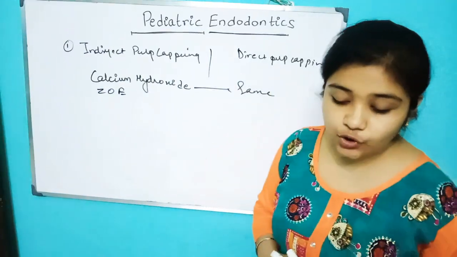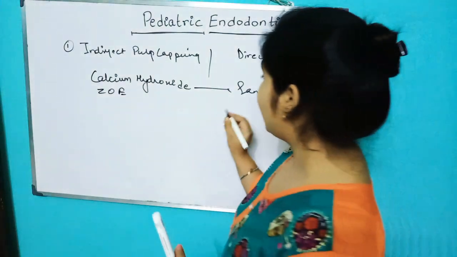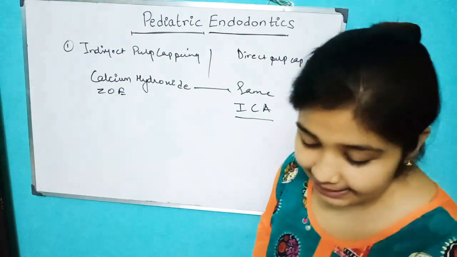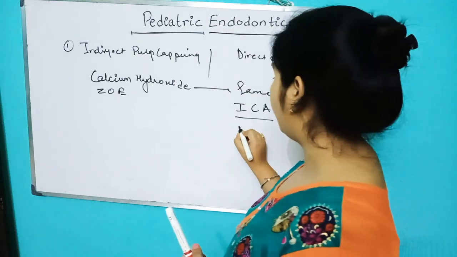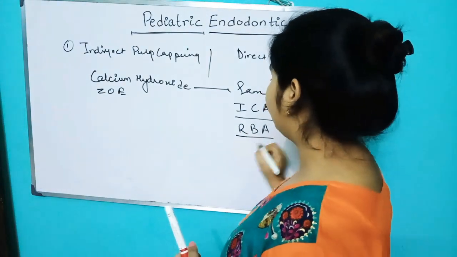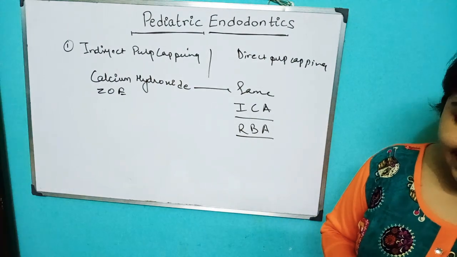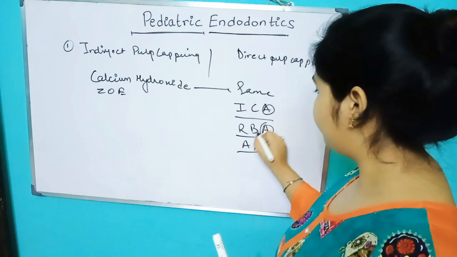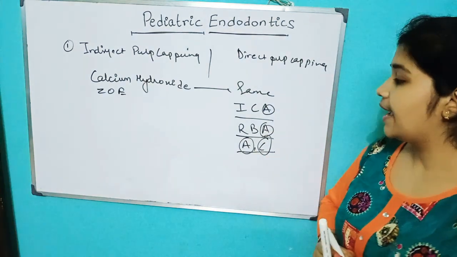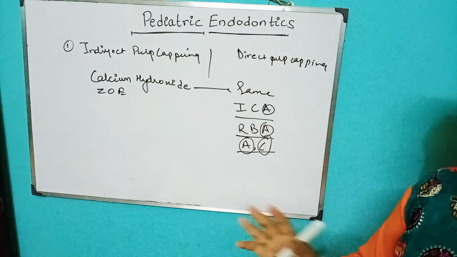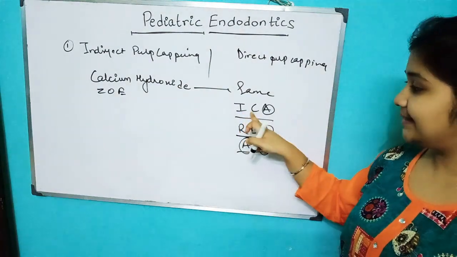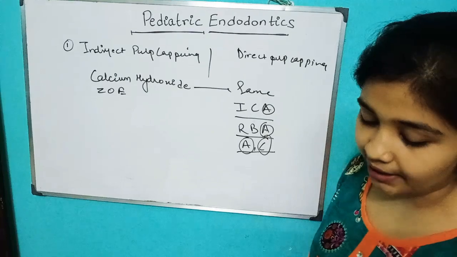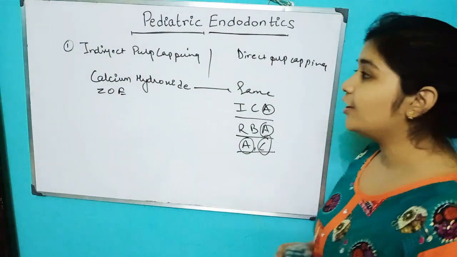First one is isobutyl cyanoacrylate. Isobutyl cyanoacrylate. Remember it as ICA. Second is resin bonding agent. Resin bonding agent, RBA. Then is antibiotics and corticosteroids, A and C. By this you can remember. Okay. ICA, RBA, A and C. ICA, isobutyl cyanoacrylate. RBA, that is your resin bonding agent, and antibiotic and corticosteroid.